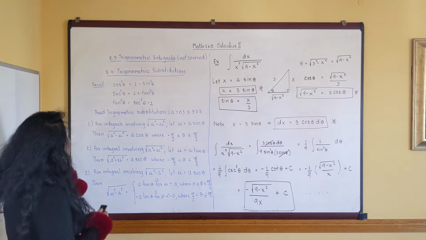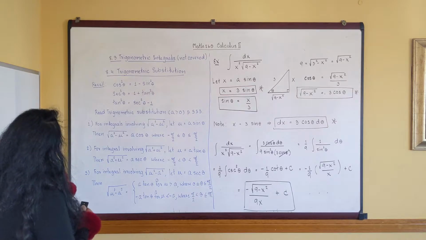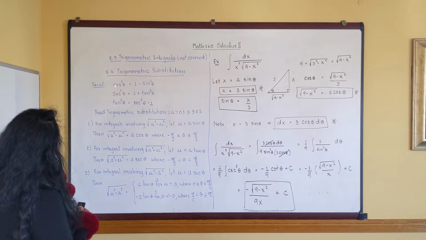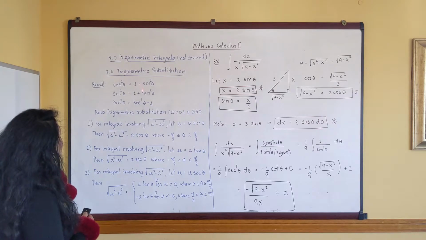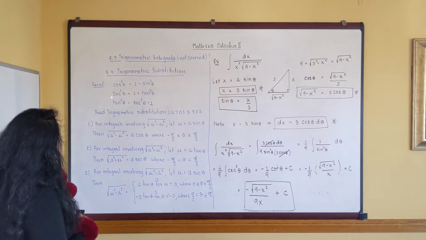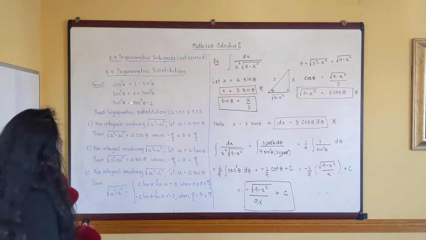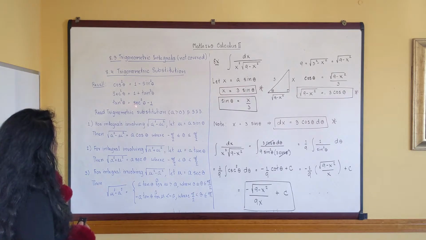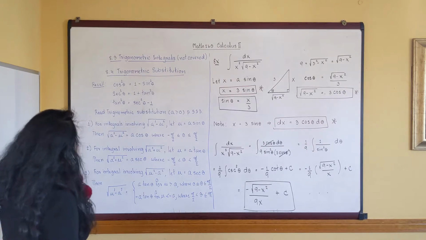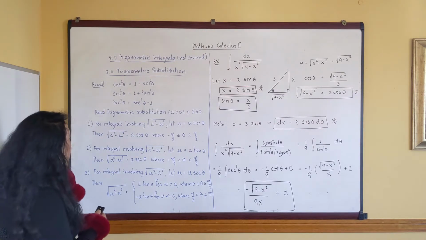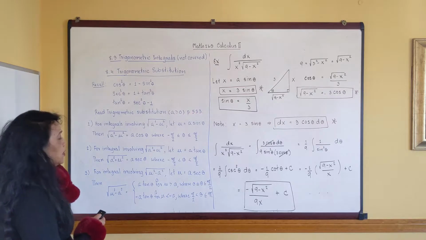So let's review some of the trig identities here. The first one is cosine squared theta equals 1 minus sine squared theta. Secant squared theta is equal to 1 plus tangent squared theta. Tangent squared theta is equal to secant squared theta minus 1. All right? I would like you to read page 533.